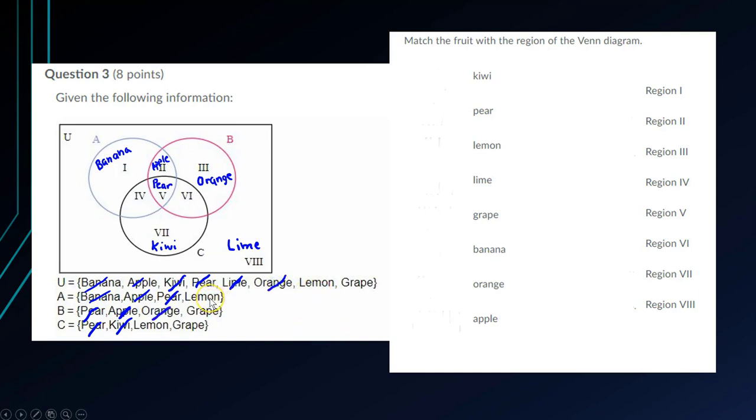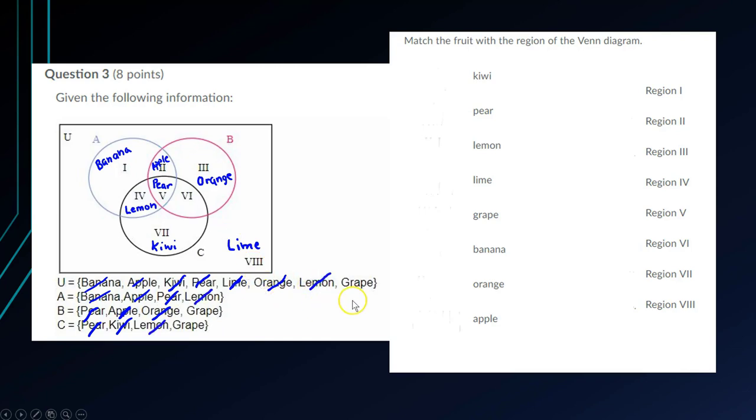Lemons. Lemon appears in A. It does not appear in B. It does appear in C. So it's in A and C, so this overlapping region here, but it's not in B. So it can't be part of this, so lemon would be over here.